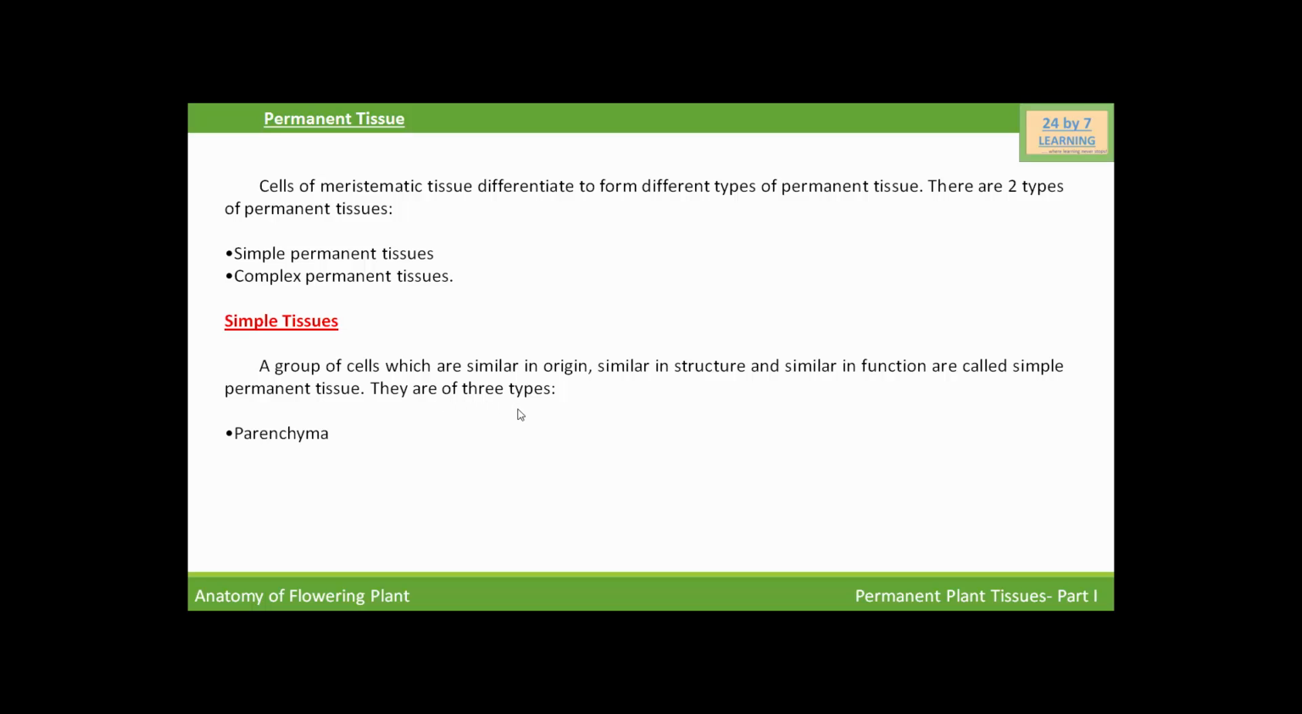Number one is parenchymatous tissue, or we can also call it parenchyma. Second is collenchymatous tissue, or collenchyma. And the third one is sclerenchymatous tissue, or sclerenchyma. First we are going to discuss parenchymatous tissue. This is the structure of parenchyma.